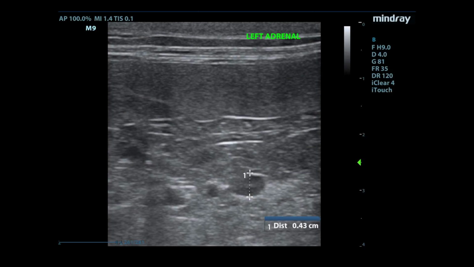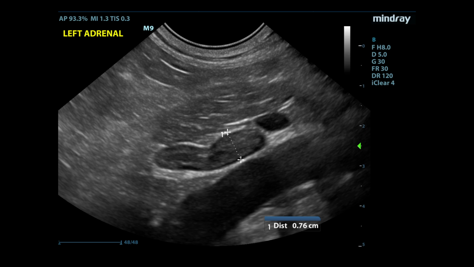Adrenal width in cats should be 0.4 to 0.46 centimeters or 4 to 4.6 millimeters. Borderline measurements in dogs or cats are probably normal.